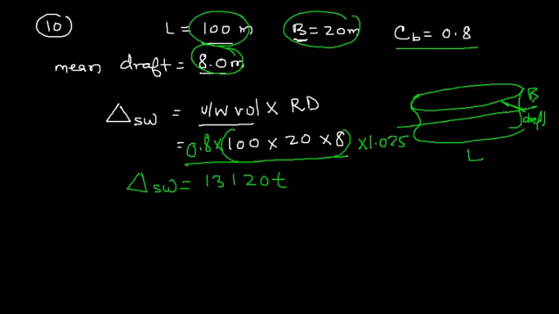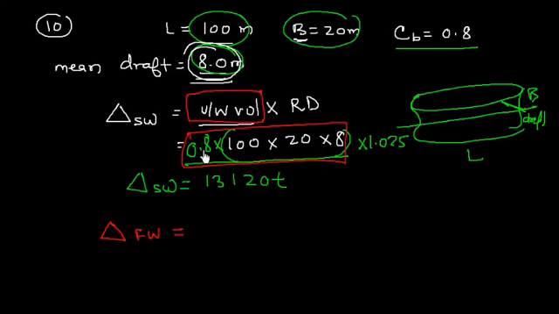Similarly, if the vessel is floating at the same draft, so this 8 meter draft is the same, and is floating in fresh water, let me just find out. The displacement in fresh water is going to be the underwater volume, which remains the same. So 0.8 into 100 into 20 into 8. This is the volume of the rectangular box, and we multiply this by block coefficient, so we get underwater volume multiplied by 1.